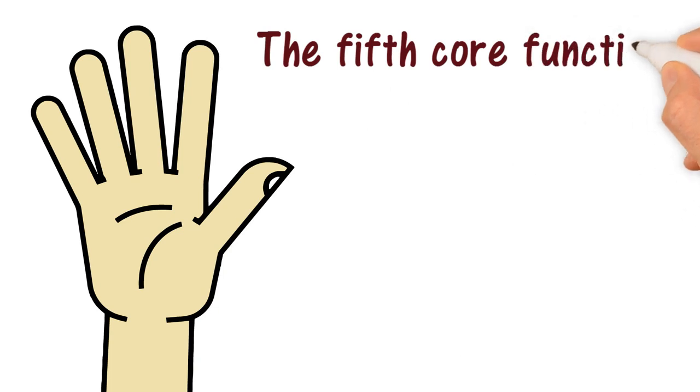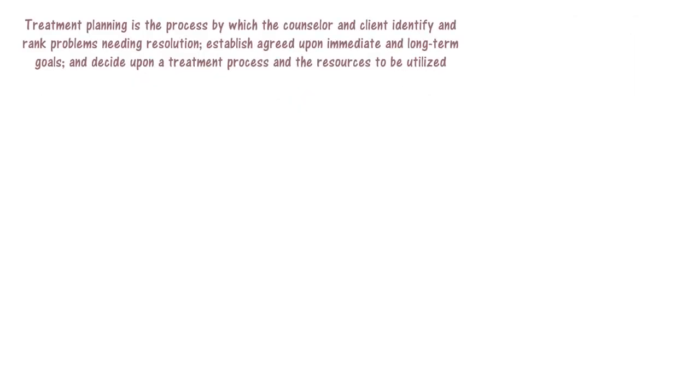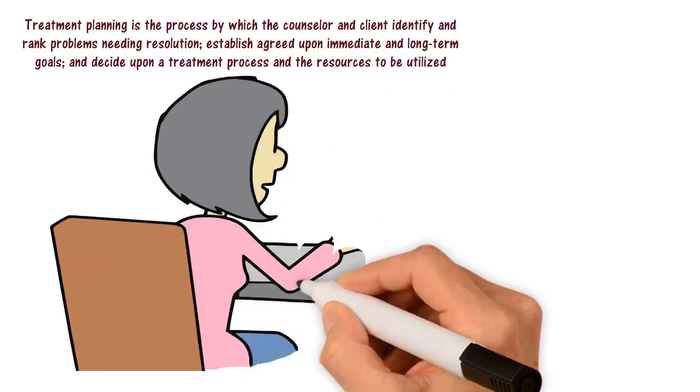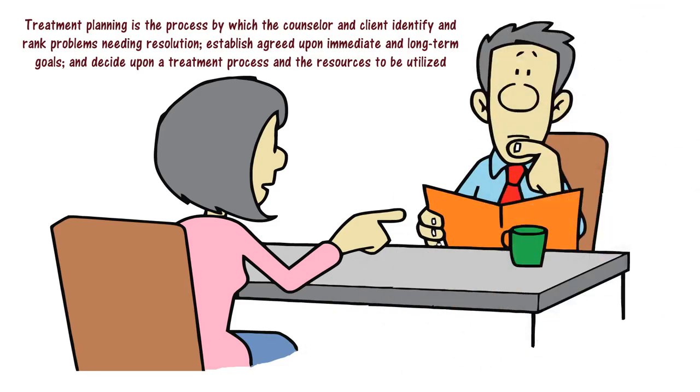The fifth core function of a substance abuse counselor is treatment planning. Treatment planning is the process by which the counselor and client identify and rank problems needing resolution. They establish agreed upon immediate and long-term goals and decide upon a treatment process and the resources to be utilized.